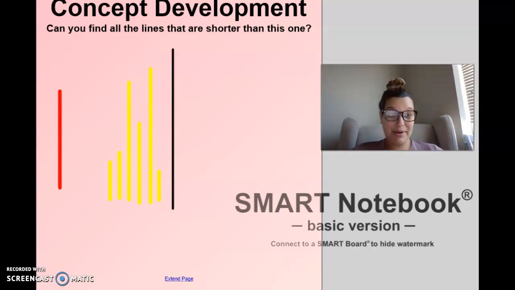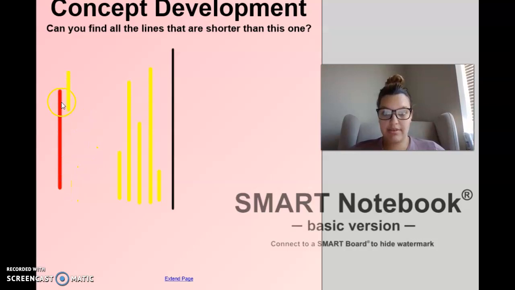I cannot wait to see you tomorrow, but let's think about what we learned today. Today we learned the terms longer and shorter. We learned that longer means it goes above something else. Shorter means it doesn't match the same height. And in one case, we learned that two lines were the same, which means one wasn't taller or longer and one wasn't shorter.